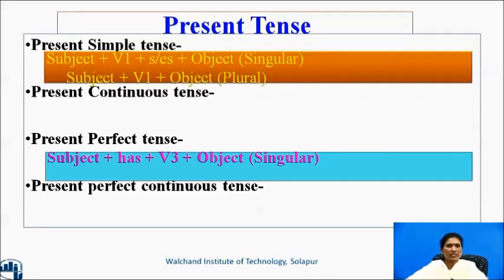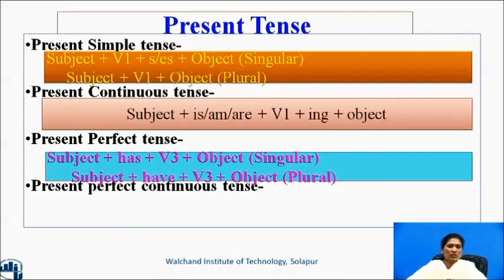Let us see present tense's structure. The simple present tense is subject plus first form of the verb, with s or es added, plus object in case of a singular subject. If plural subject, we use subject plus first form of the verb plus object. In present continuous tense, subject plus am, is, are plus the ing form of the verb, called the present participle, plus object.